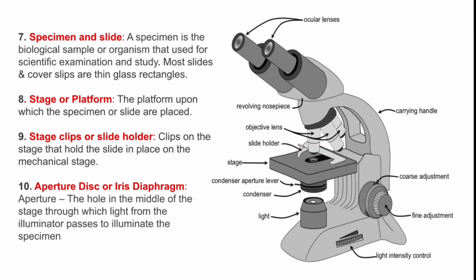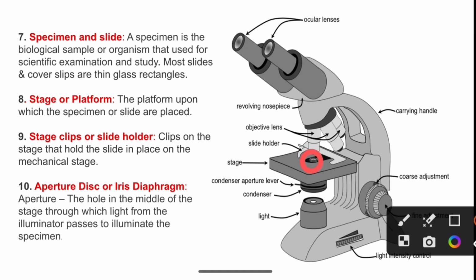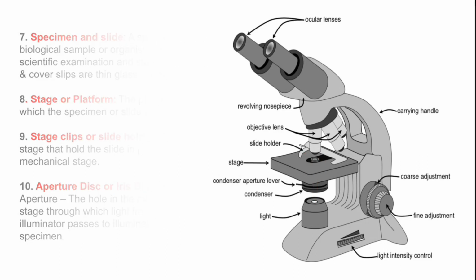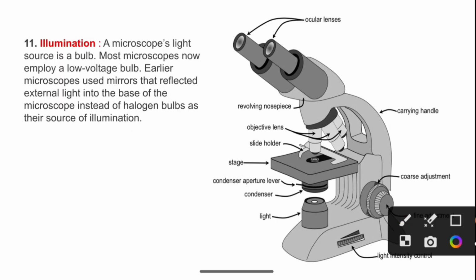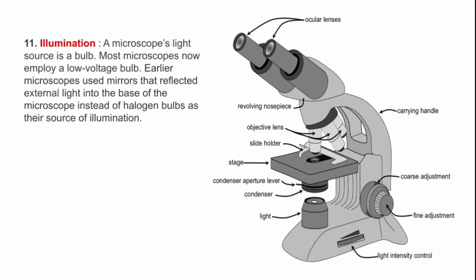Next one is aperture disk or iris diaphragm. This is the aperture disk. It is the hole in the middle of the stage through which light from the illuminator passes to illuminate the specimen. Next one is illumination. It is the light source of a microscope. And the microscope you can see uses a bulb as a light source. But earlier microscopes used mirrors that reflected external light into the base of the microscope instead of halogen bulbs as their source of illumination.